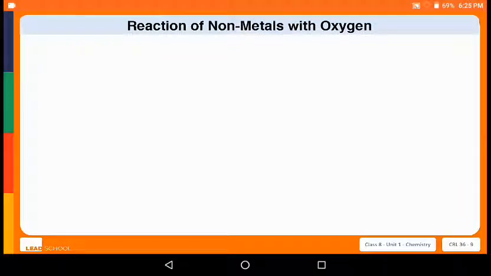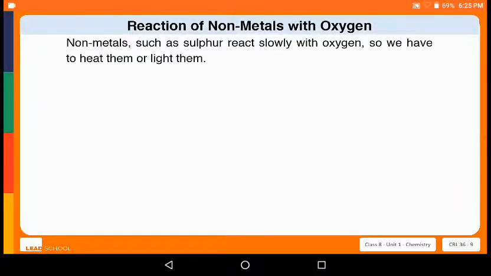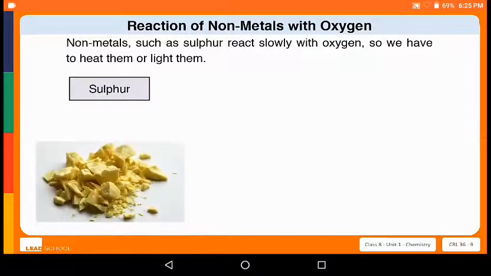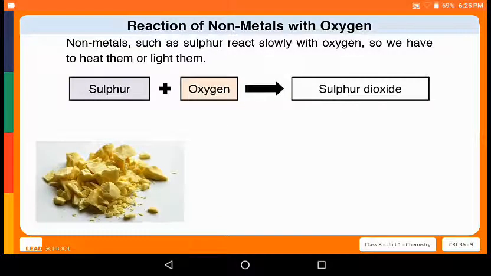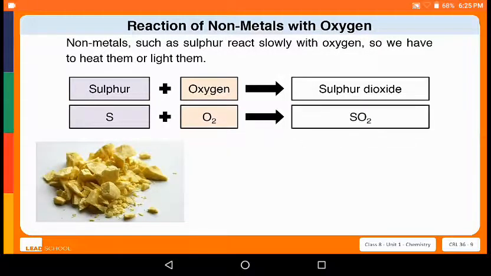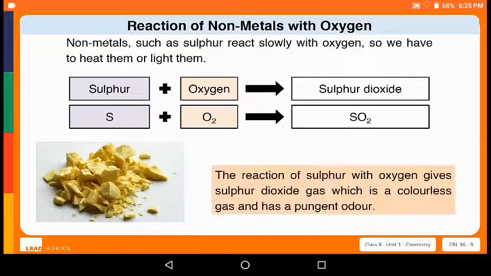Now let us learn about nonmetals. Nonmetals such as sulfur react slowly with oxygen, so we have to heat or light them. Sulfur plus oxygen gives sulfur dioxide, or S plus O2 gives SO2. The reaction of sulfur with oxygen produces sulfur dioxide gas, which is a colorless gas that has a pungent odor.